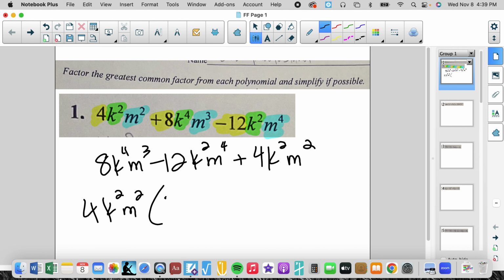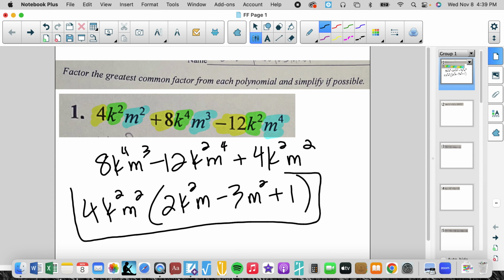So if I take 4 from 8, that leaves me with 2. If I take k squared from k to the 4th, that's k to the 2nd. If I take m to the 2nd from m to the 3rd, that leaves me with m. If I divide 4 into negative 12, I get negative 3. K squared into k squared is 1. M squared into m to the 4th is m to the 2nd. Then I'm going to go 4k squared m. And so we have to do plus 1. That's the tricky part of this, because we need that placeholder.